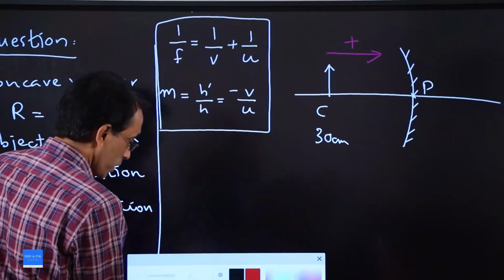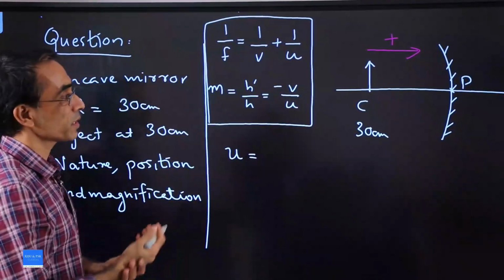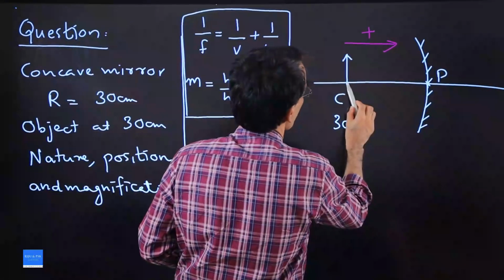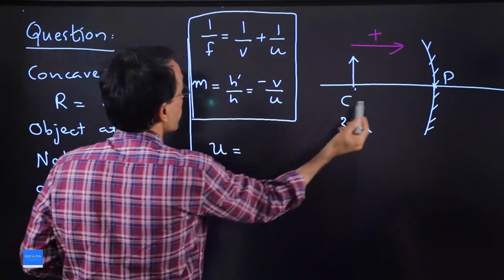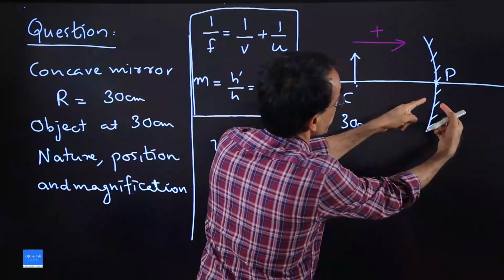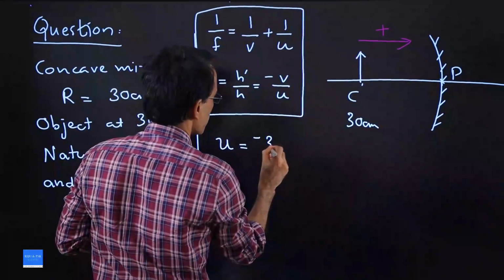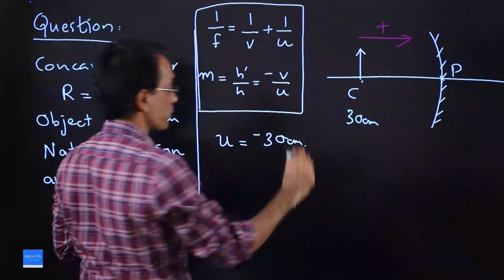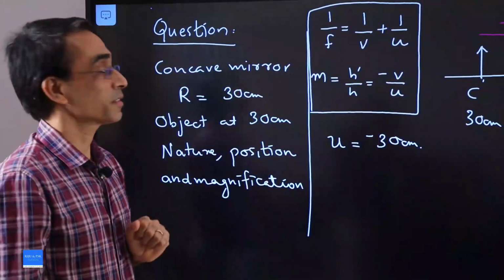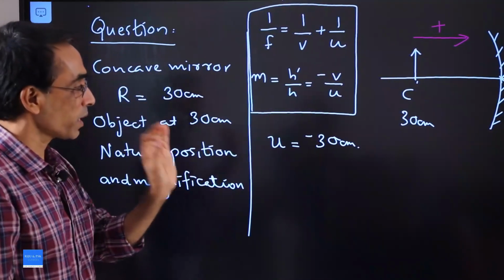Now, what is u? U is the object distance. And what is object distance? Object distance is from the pole to the object, and that is given as 30 centimeter, and that is opposite to the light. Light is going from left to right, but you are taking measurement from right to left. So that must be minus 30 centimeter. Pause for a moment and think, why is it minus? Because if you think and get an answer, that means you know it. U is minus 30 centimeter.